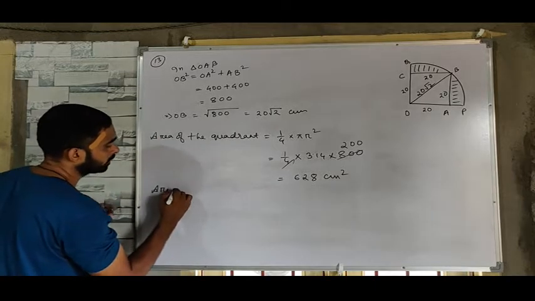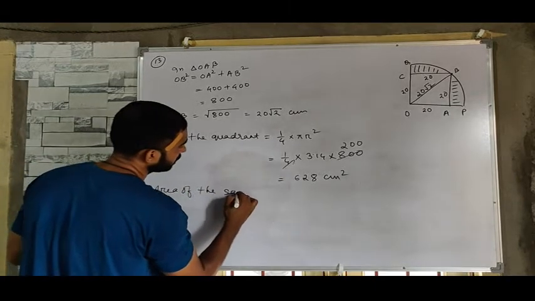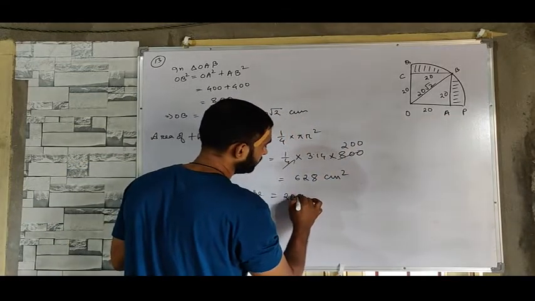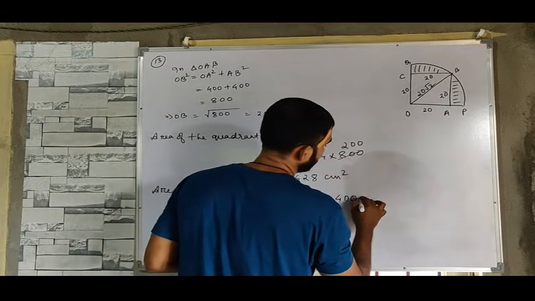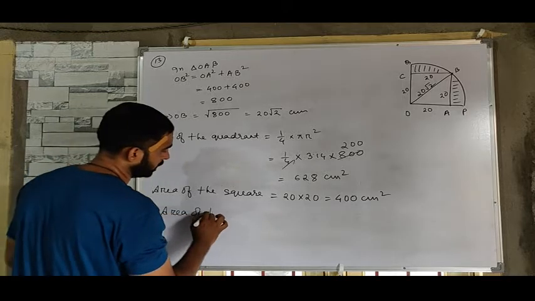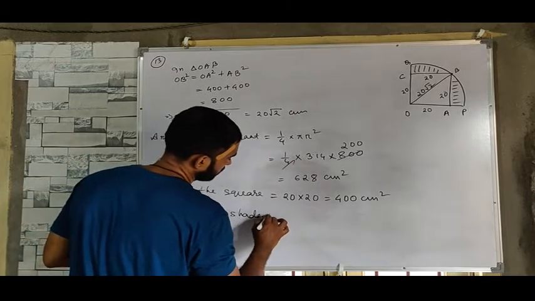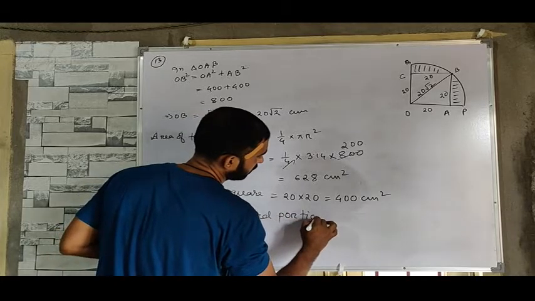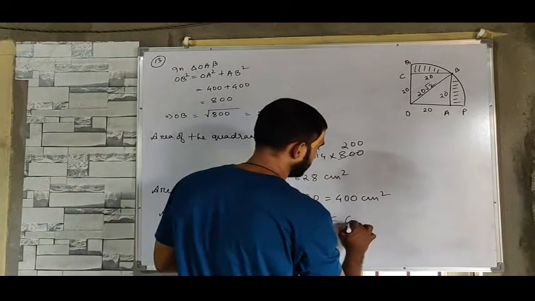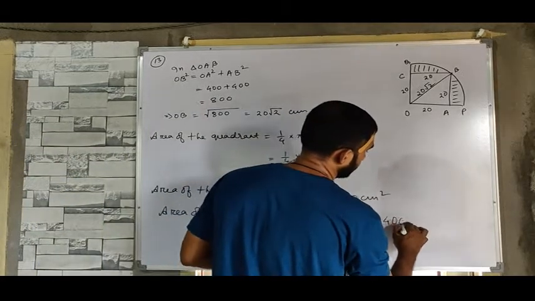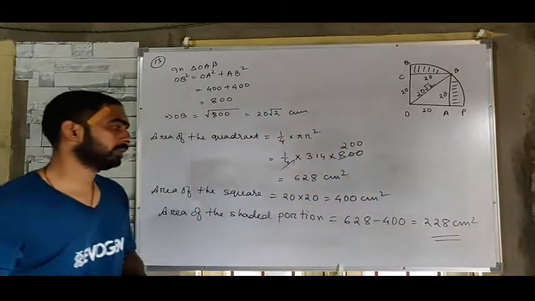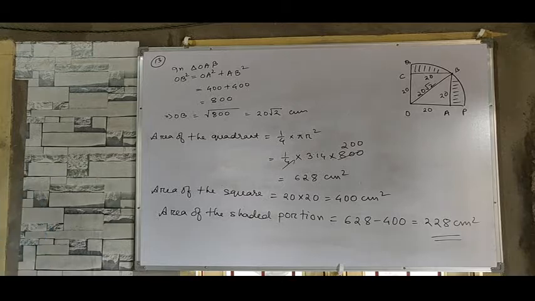Then area of the square. The side of the square is 20. So side into side, 20 into 20 equal 400 square centimeter. Therefore, area of the shaded portion equal area of quadrant minus area of square. So 628 minus 400 equal 228 square centimeter. So this is the area of the shaded portion.